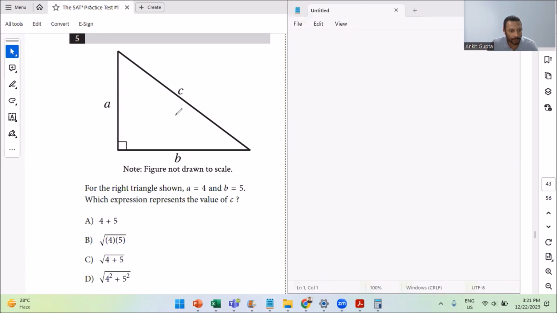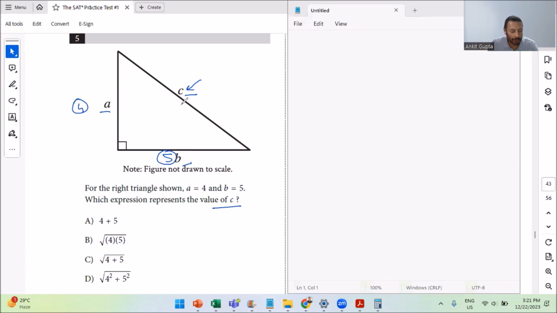So right triangle is given to us with sides A, B, and C. And we know that C is the hypotenuse of this right angle triangle. For the right triangle shown, the value of A is given to us as 4. The value of B is 5. Which expression represents the value of C?